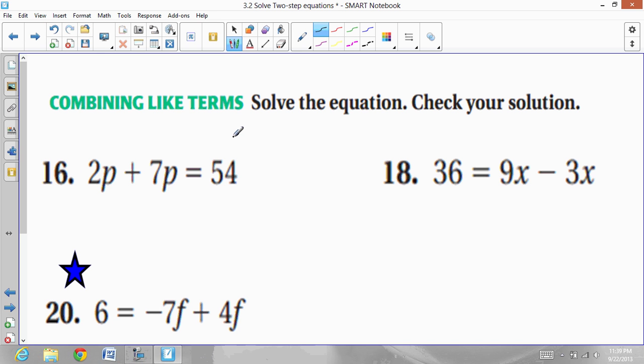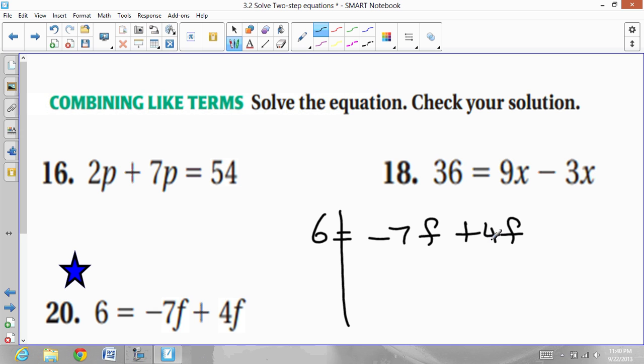Now, combining the like terms, they are asking you to solve the equation. Let's focus on question number 20. You've got 6 equals negative 7f plus 4f. If you look on this side, they are both on the enemy side. Some of them are scattered here, some of them are scattered here. Since f is what you need to find and protect and get to safety, and here is one group and here is one group, let's pull them all together.